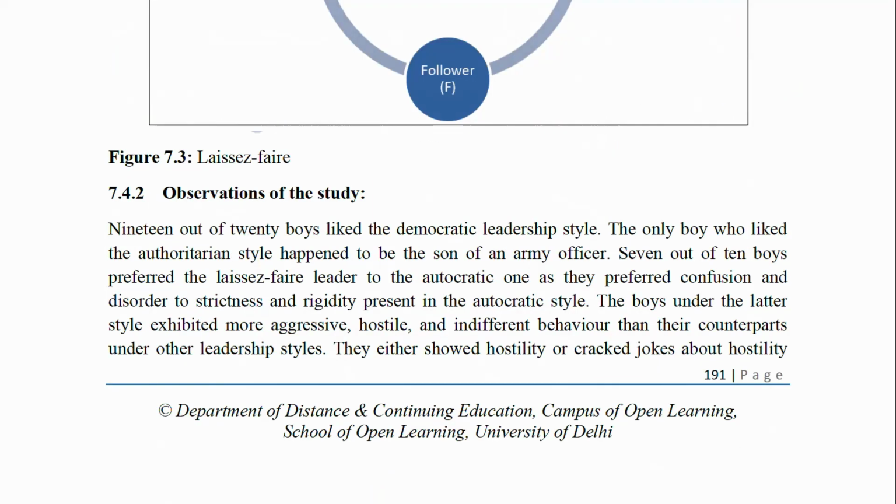7.4.2 Observations of the study. 19 out of 20 boys liked the democratic leadership style. The only boy who liked the authoritarian style happened to be the son of an army officer. 7 out of 10 boys preferred the laissez-faire leader to the autocratic one, as they preferred confusion and disorder to strictness and rigidity present in the autocratic style.